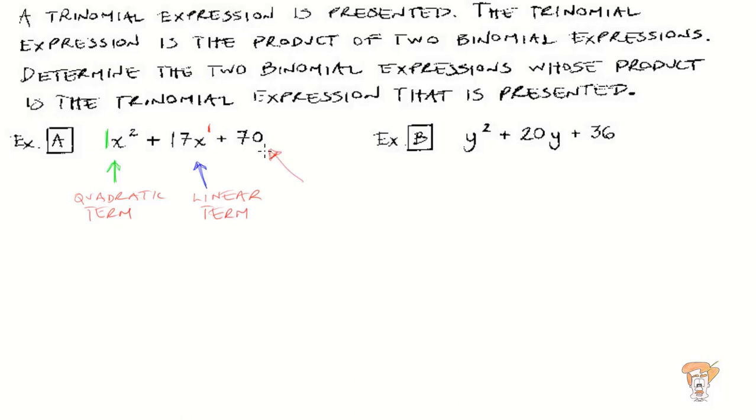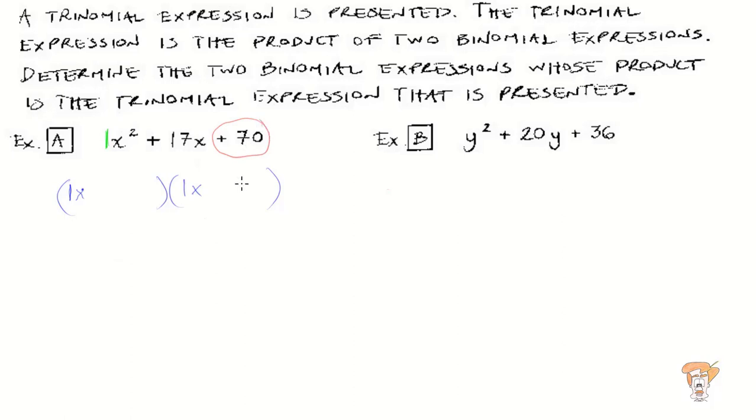The third term is a plus 70. That is not a variable term. It is what we refer to as a constant term. Its value does not change regardless of the value of x. Recognizing that the coefficient of the quadratic term is 1, that indicates to us that the first term in the first binomial will be 1x, and the first term in the second binomial will also be 1x. The product of the coefficients of those two terms would be 1, and that is the coefficient of the quadratic term in the expression. Notice that the constant term is positive.